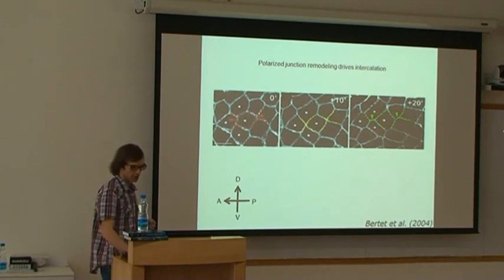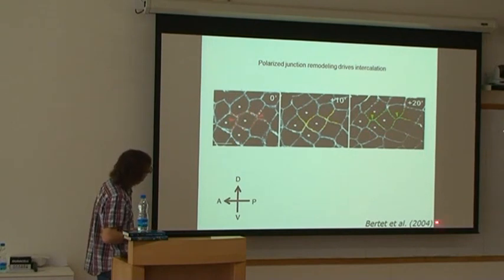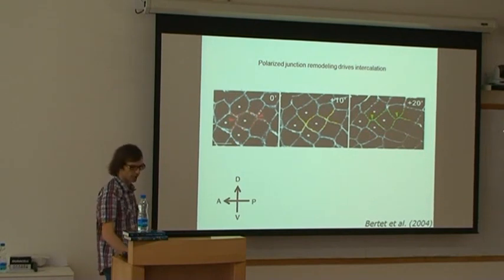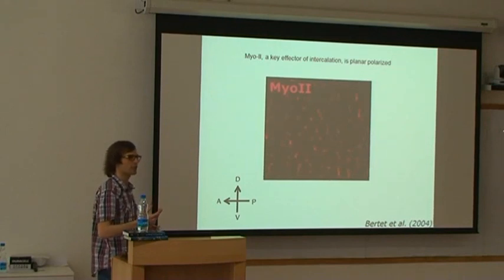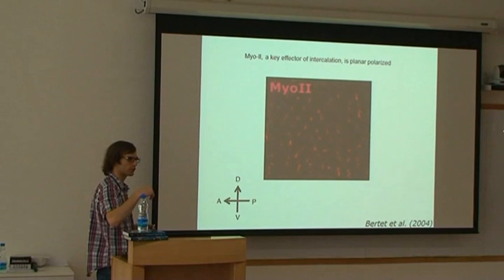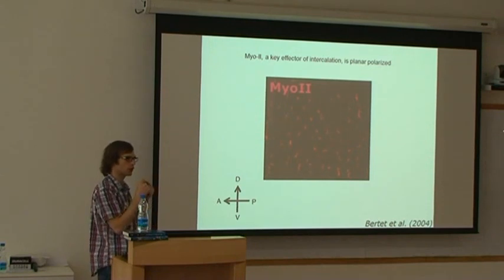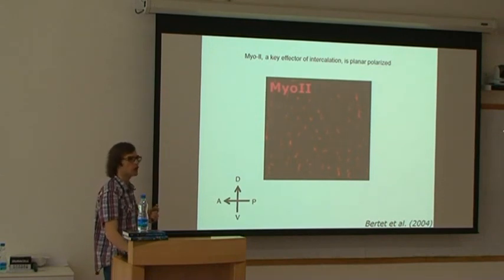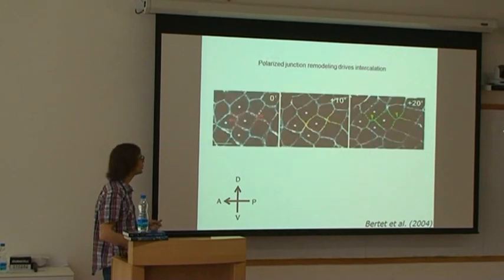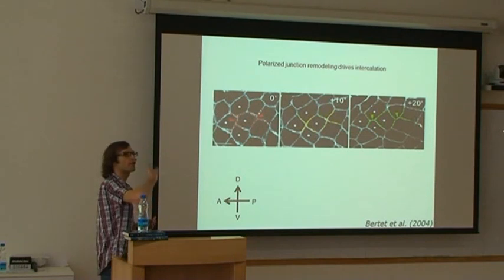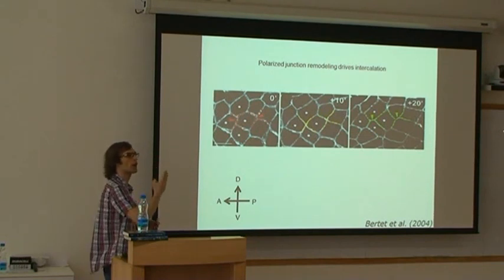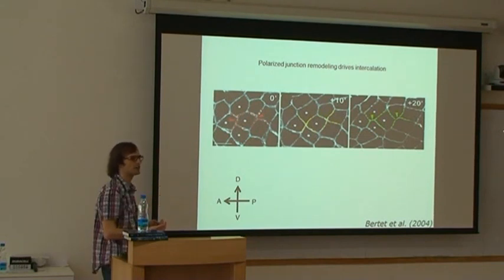So very interestingly, in this work by Bertet et al. in 2004, what Bertet shows is that this process is an active process. So cells locally, what they're doing, in fact, is shrinking their junction. And they're shrinking this junction in a polarized fashion, because all the junctions which are shrinking are not this junction, but are all the vertical junctions, which are junctions which are parallel to the dorsal-ventral axis of the embryo. So there's some kind of a polarity within this process.